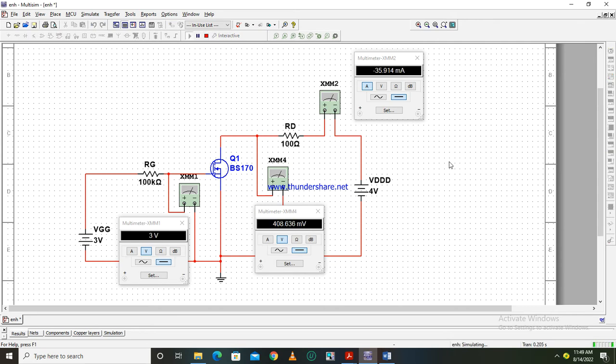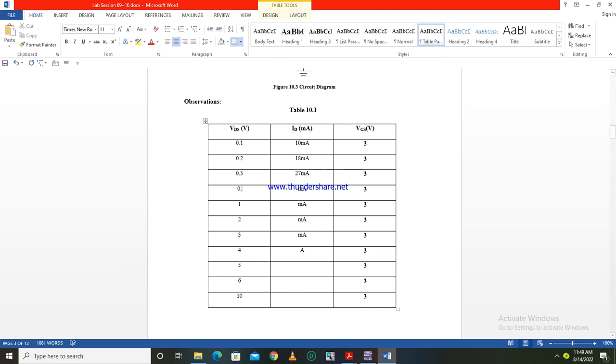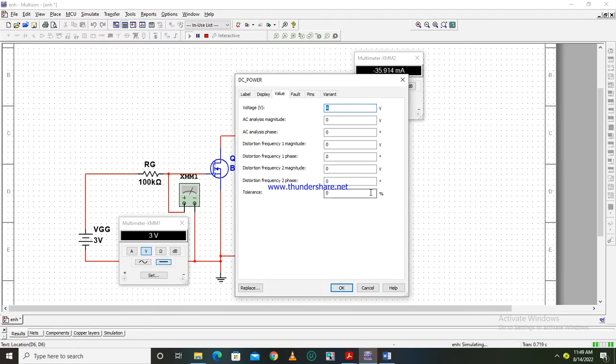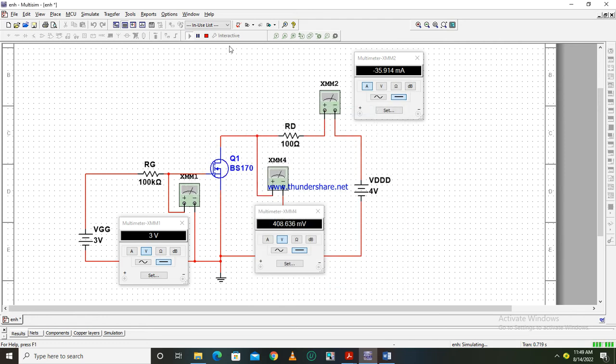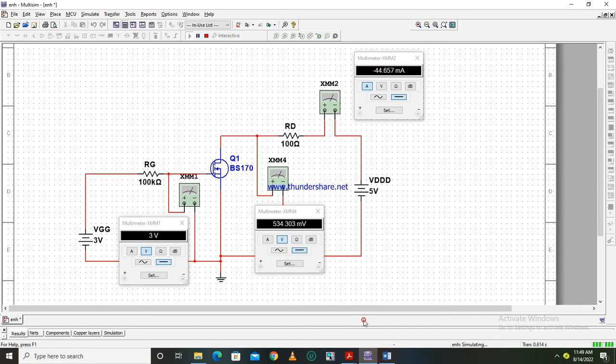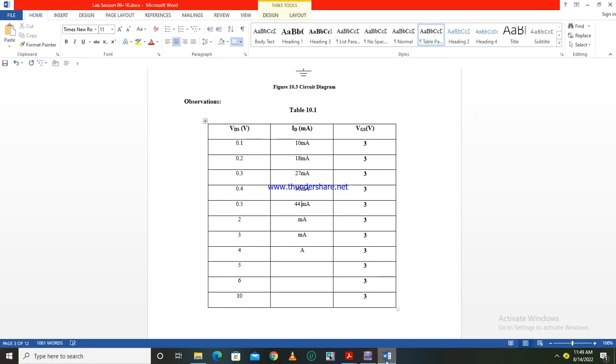At 0.4 our current is 35.9, that is 36 milliampere. Now at 0.5 the current is 44.6 milliampere.